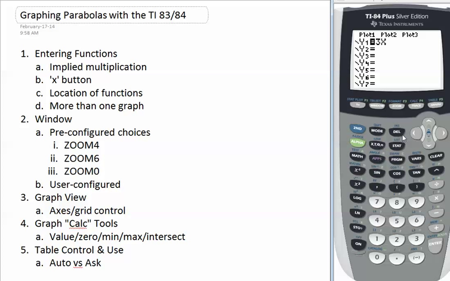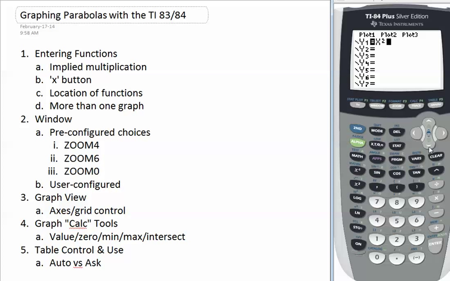Also, notice that I'm just going to clear this. Notice the X button, the one that says X,T,theta,n, that's the button we're going to use for inputs. So we're going to start with x squared. I'm going to use the X button and then the square button. And I'm going to graph that.